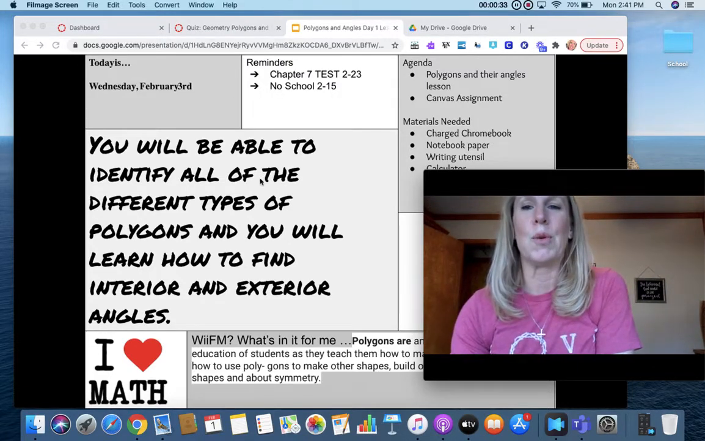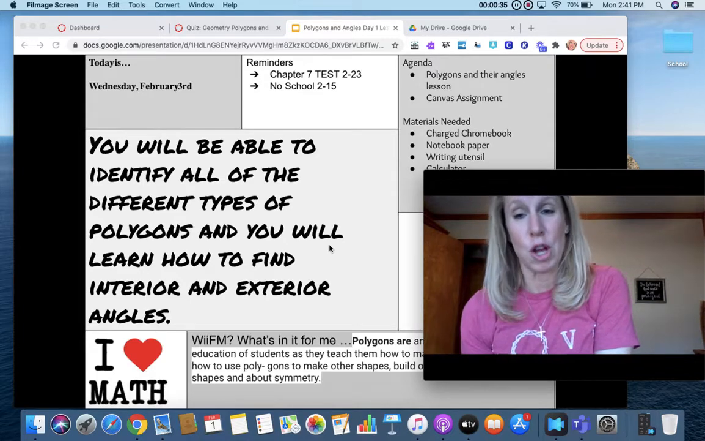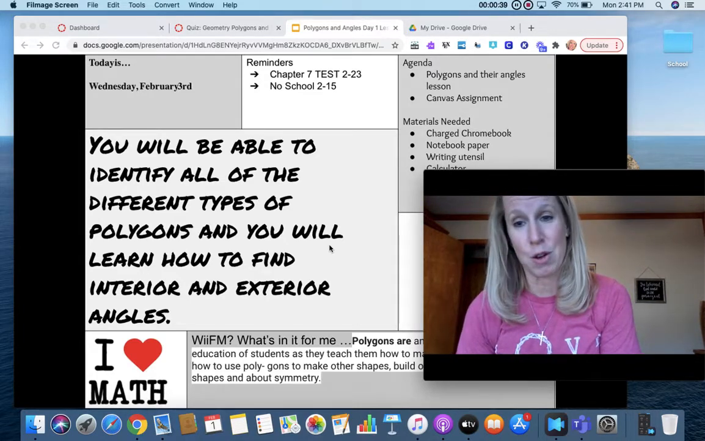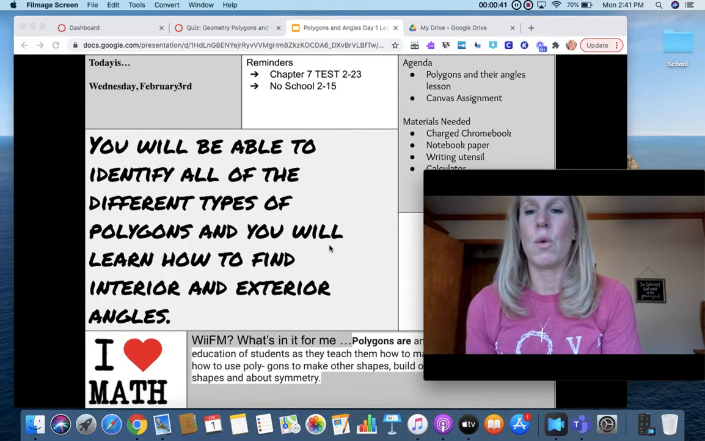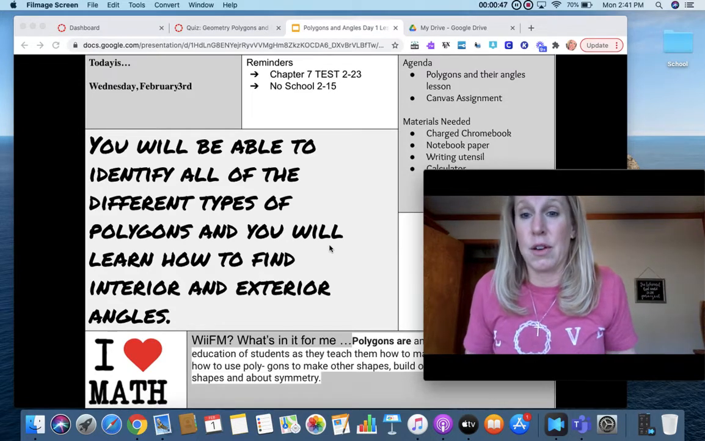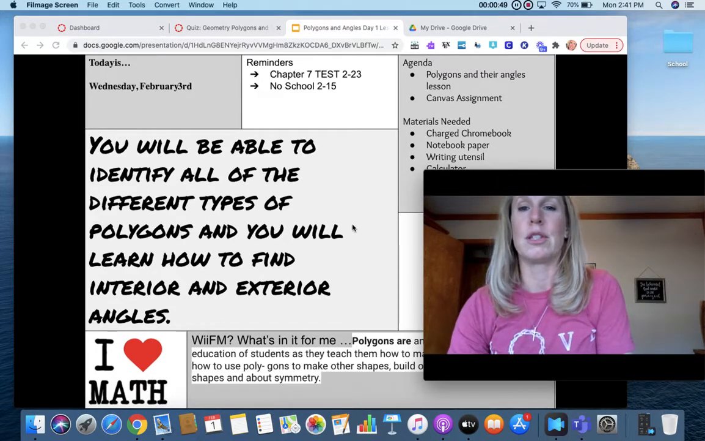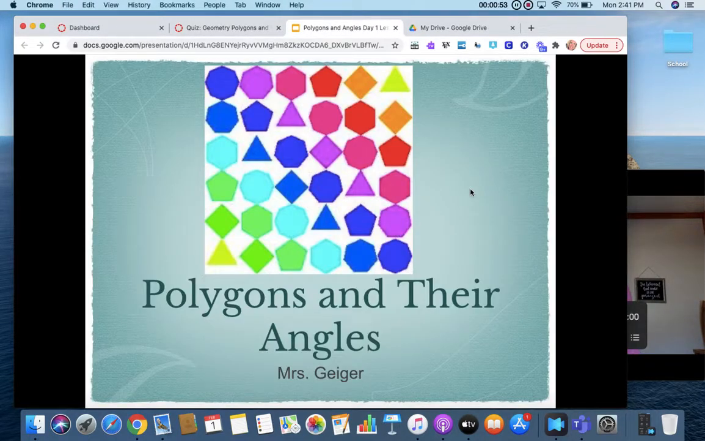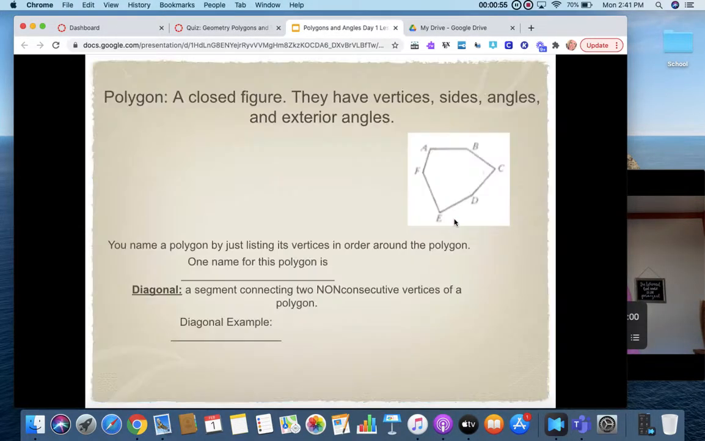Anyway, so we all know what all the angles in a triangle add up to, right? I hope you know it's 180 degrees. Well, what if there is a polygon with 4 sides or 5 sides or 6 sides? How do we know what all the angles add up to? So that's what we're going to learn today. On today's assignment, we're going to talk about polygons and their angles.